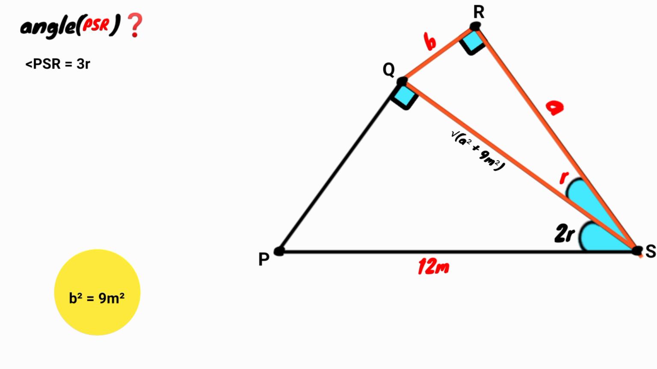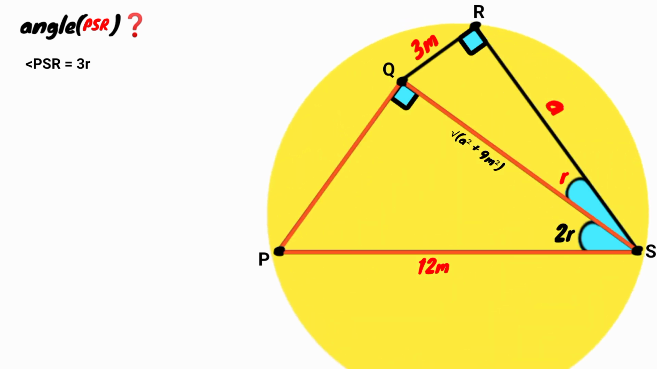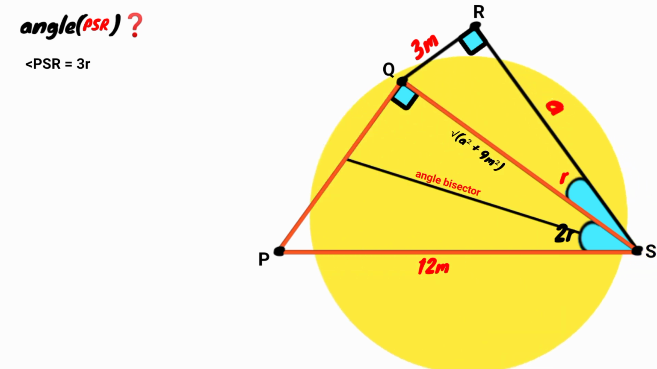Take the square root of both sides of the equation. Here, the square root of B squared is B, while here, the square root of 9 meters squared is 3 meters. So B equals 3 meters. That is, the length of this side is 3 meters. Come to this triangle PQS. It is also a right angle triangle, and we have the length of this side to be 12 meters. Here, the angle has its size to be 2R. From the vertex, we draw an angle bisector of the triangle.